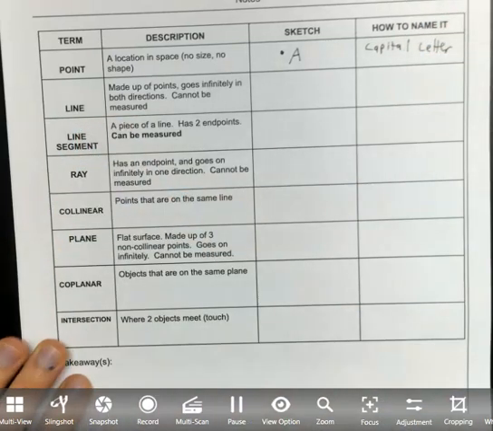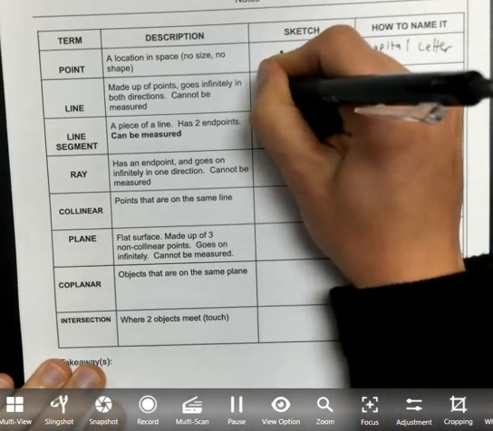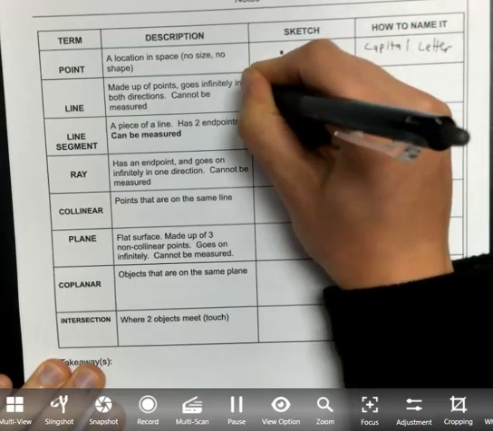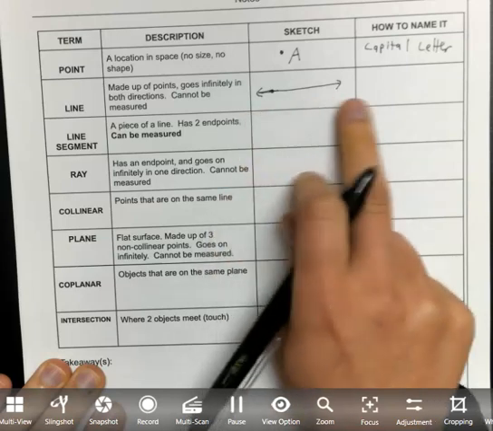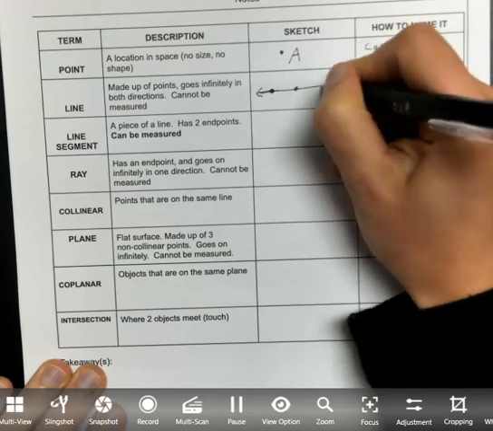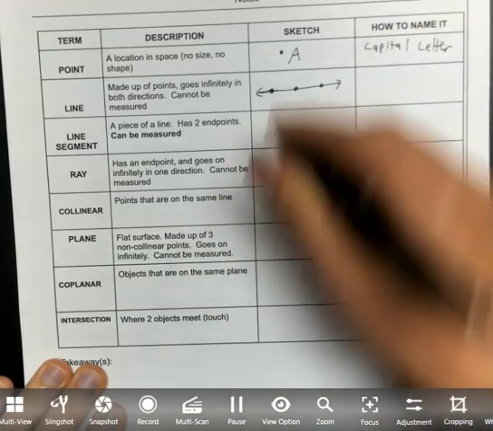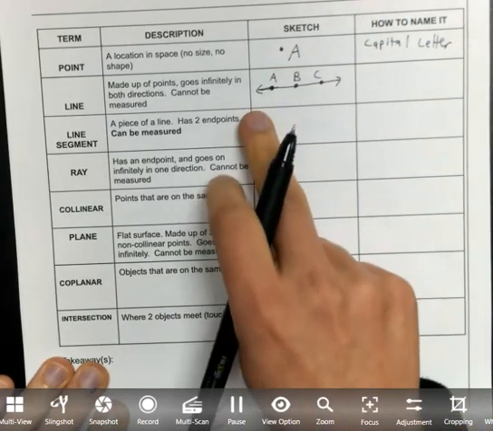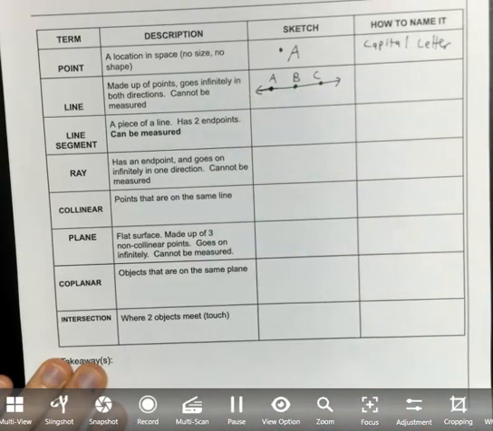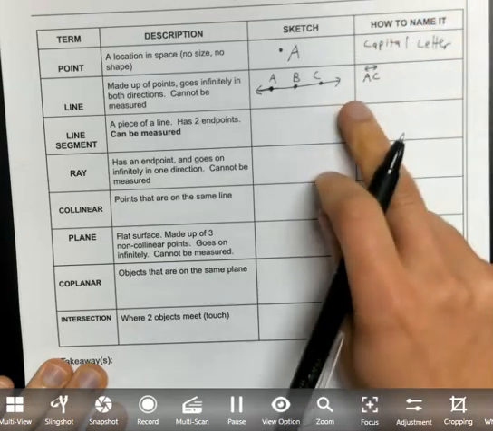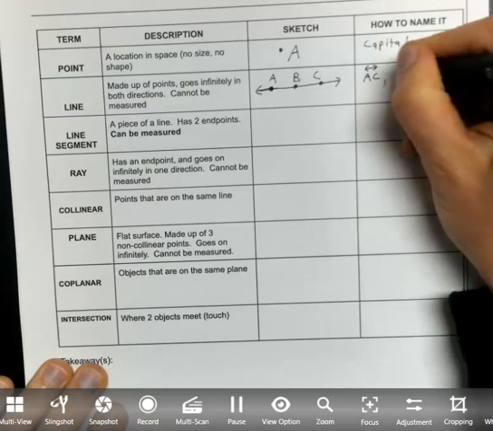A line is made up of points. So for example, here's a line made up of points. It goes infinitely in both directions, right? Cannot be measured. So I have multiple points on this line. So let's say I have point A, B, and C on this line. To name it, I can just use any 2 points on the line. So for example, I could say AC. So this would be line AC. Or I can go backwards and say CA.